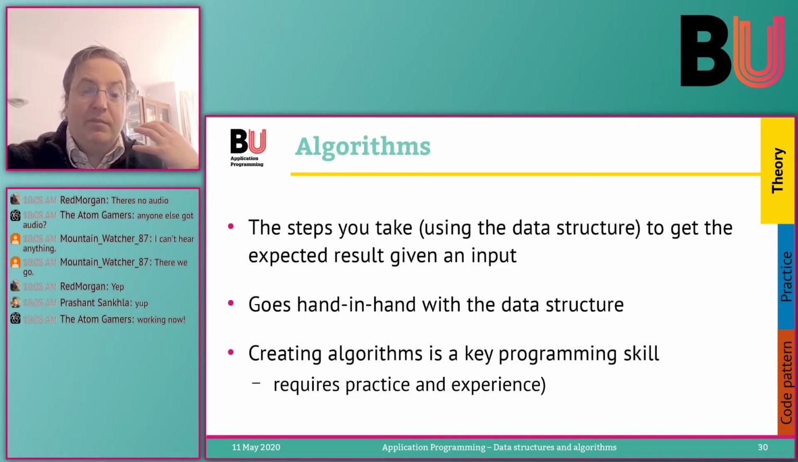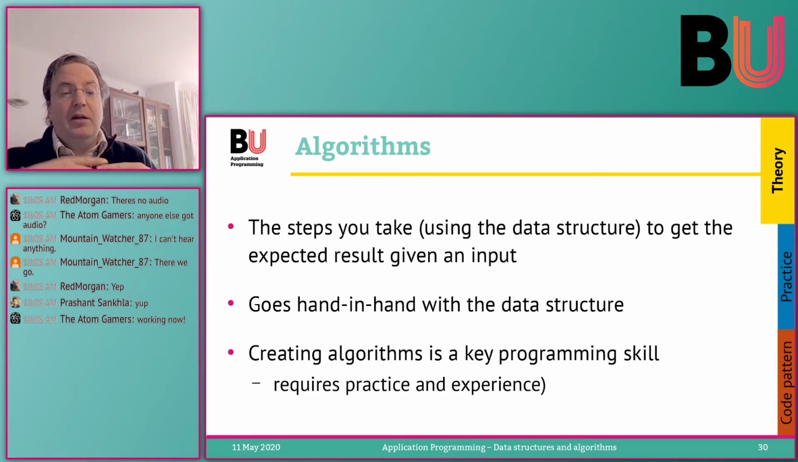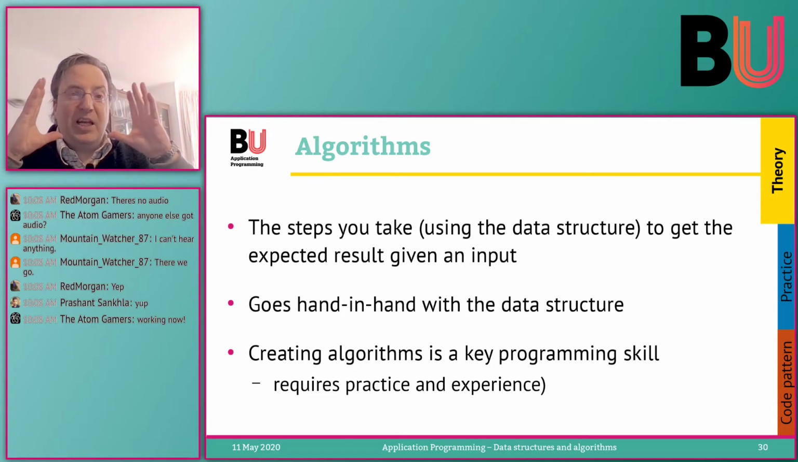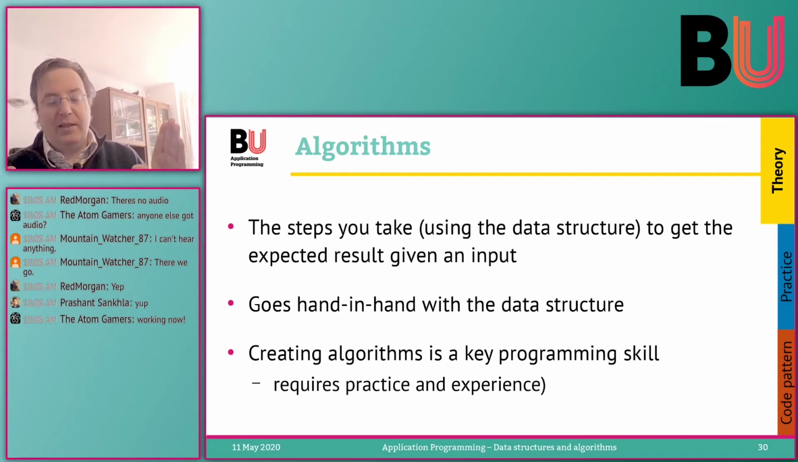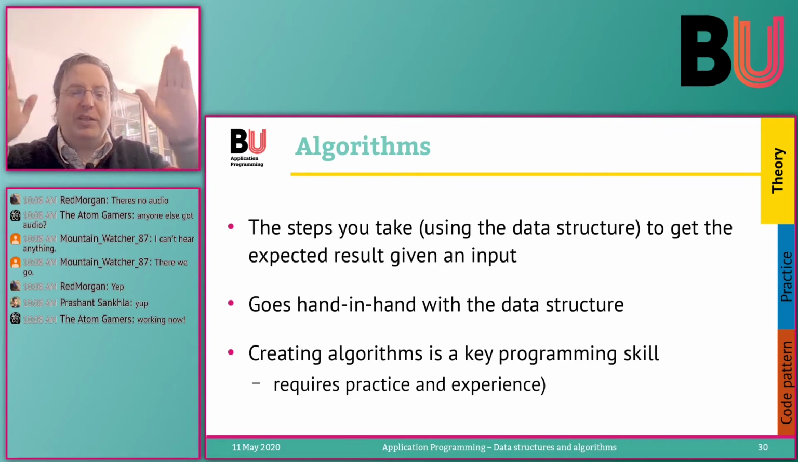An algorithm is basically the steps you take, goes hand in hand with your data structure, and creating them is a key skill. One of the elements that I would recommend to everyone, and I can't repeat this enough, is when you are a beginner, and most of you are a beginner, separate designing the algorithm from writing the algorithm. What do I mean? There are at least two ways that you need to think about when you're writing an algorithm. You're first thinking about, okay, what happens?